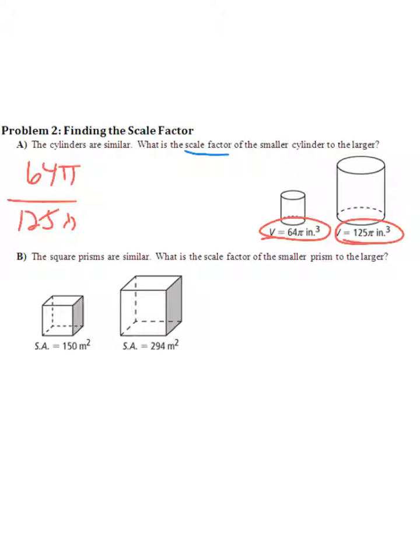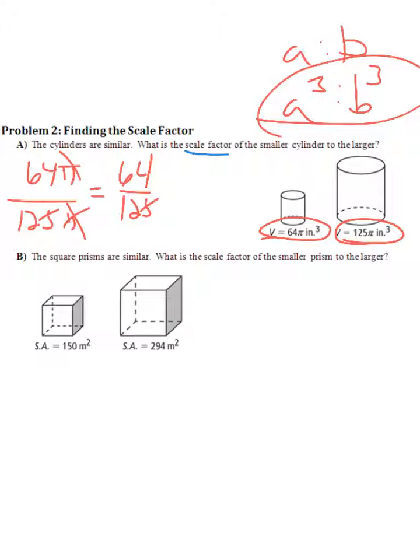And we're going to simplify it down as far as we can, but really the only thing we can do is cancel away the pi's. So we've got 64 over 125. Okay, now if you remember, scale factor is A to B, and volume is A cubed to B cubed. So if we are starting with volume here, to work our way back, we have to get rid of the cubes. So we would do a cube root. And the cube root of 64 would be 4, the cube root of 125 would be 5. So our scale factor here would be 4/5, or 4 to 5.